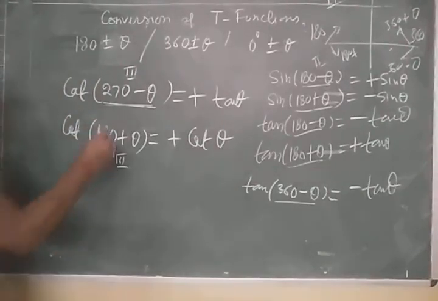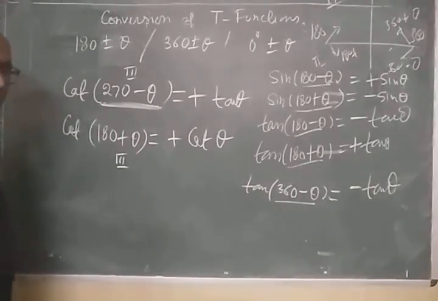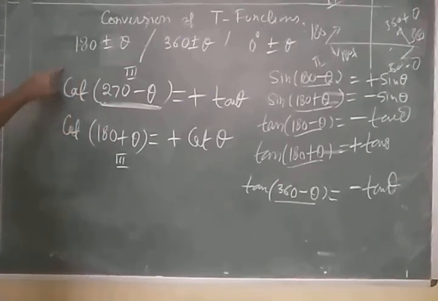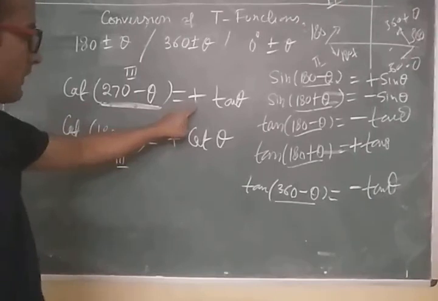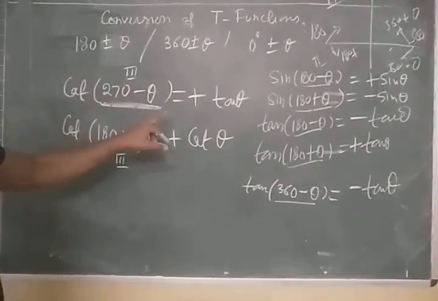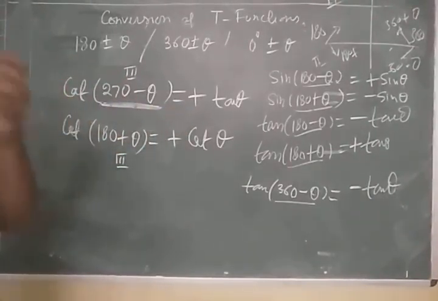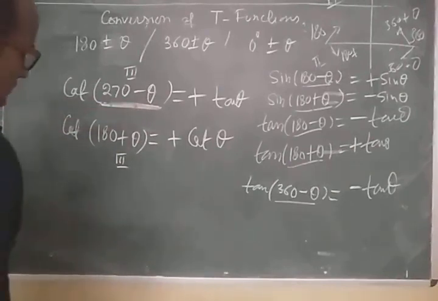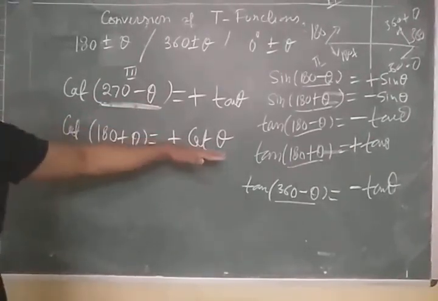First, you will see in which quadrant the angle lies. Then you will see what the sign of this trigonometric function is in that quadrant. If it is positive, then make it positive. If it is negative, then make it negative. Now the last rule: this is a vertical line, so in the vertical line, cot will become tan and tan will become cot. In the horizontal line, cot will remain cot and tan will remain tan.